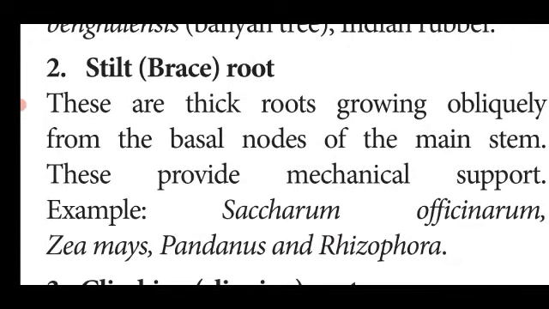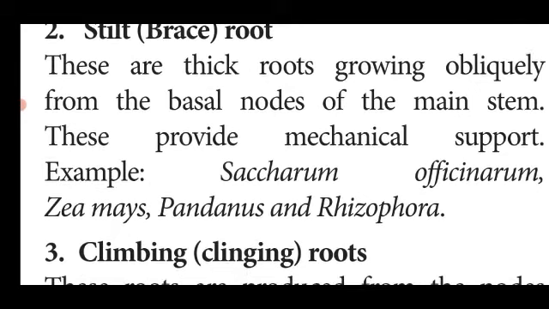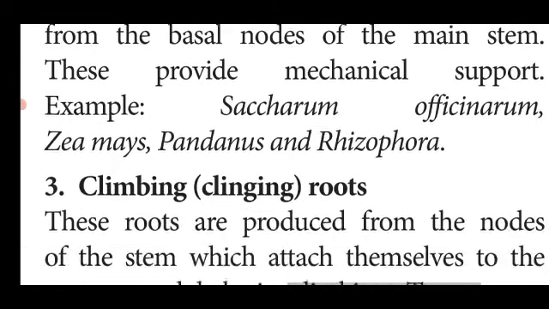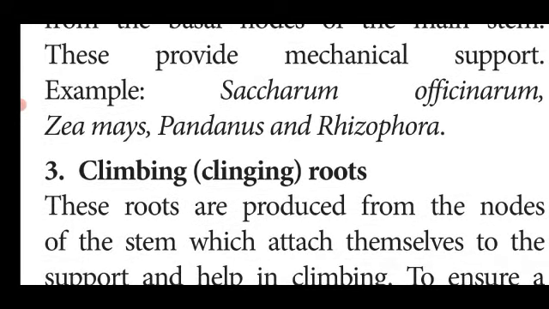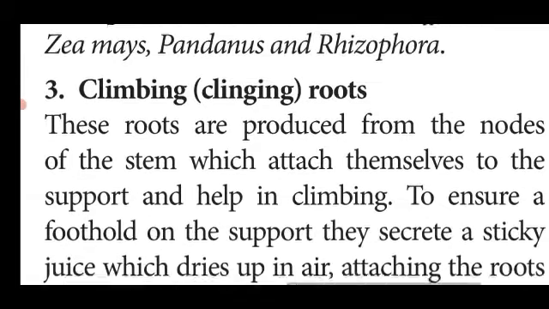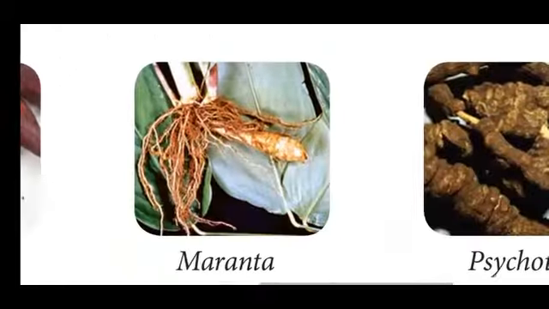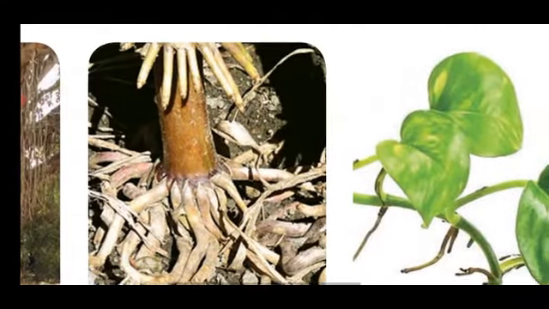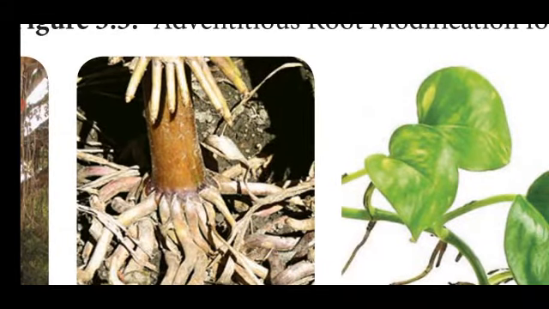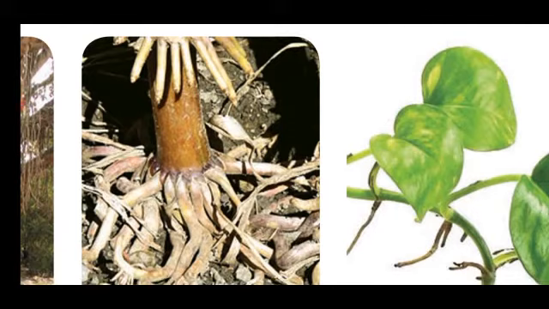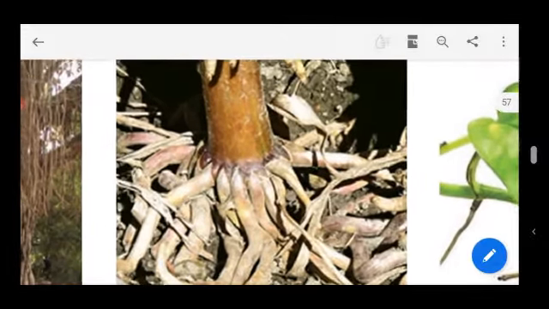Next, stilt root, brace root. These are thick roots growing obliquely from the basal nodes of the main stem. It provides mechanical support. Example Saccharum officinarum, which means sugarcane, maize, Pandanus, and Rhizophora are some of the examples for the stilt root. So at the base, two or three nodes towards the soil contain additional support roots. Such roots are called stilt roots. Example, sugarcane.